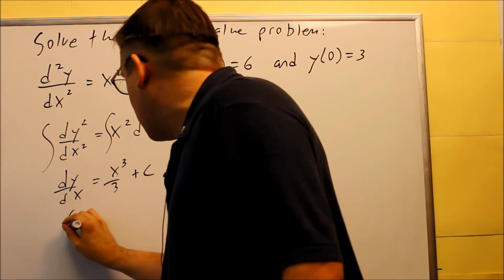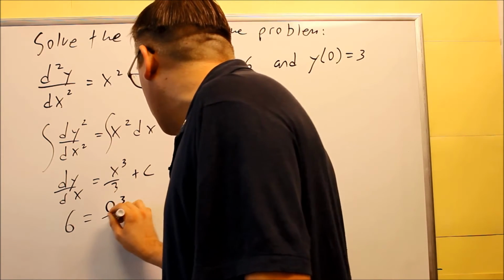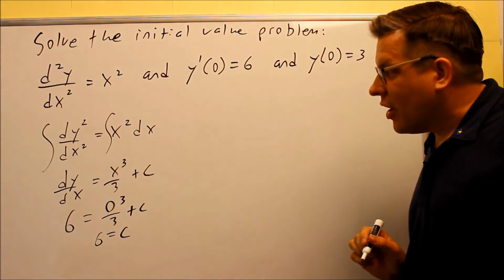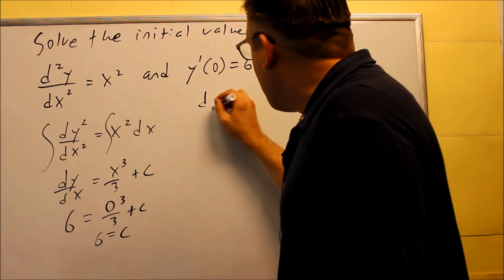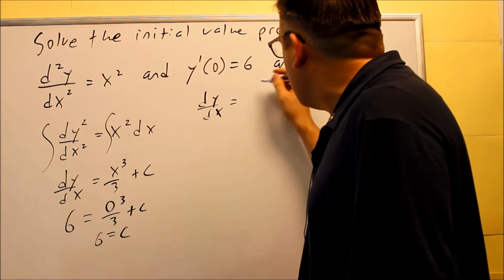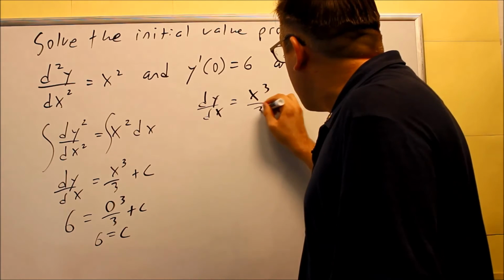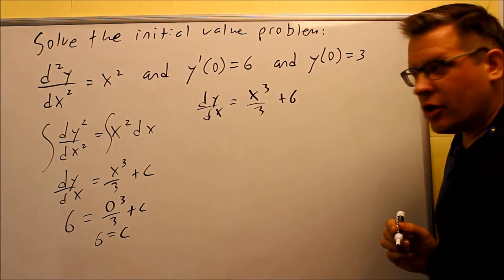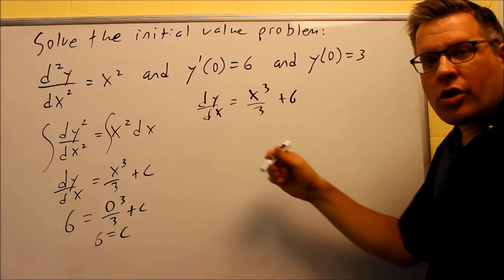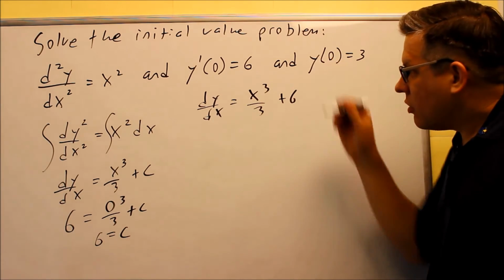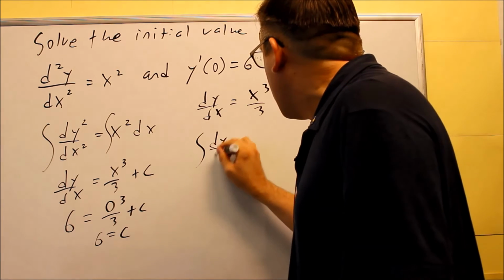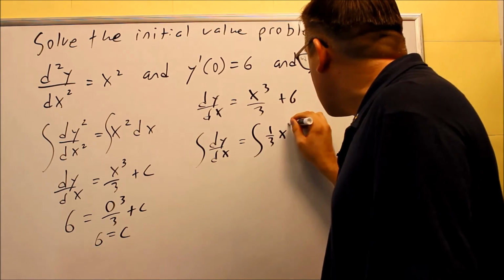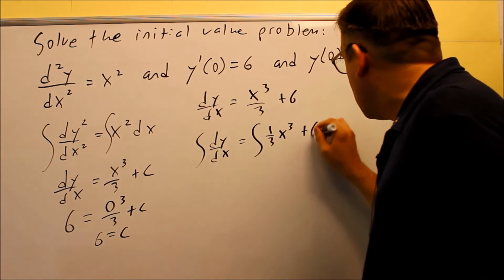So 6 is going to go in here, and then this is 0 cubed over 3 plus c. We get 6 for our c value. That means that my dy dx is equal to x cubed over 3 plus 6. That's our specific first derivative. Now that we have that, we're going to take the antiderivative again to get back to the original function. So we're taking the antiderivative of both sides. This one I'm going to write as 1/3 times x cubed.